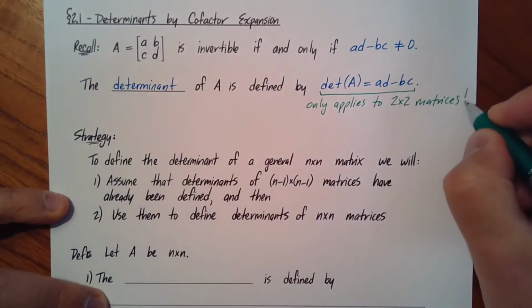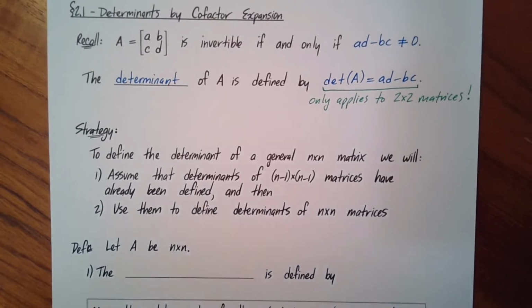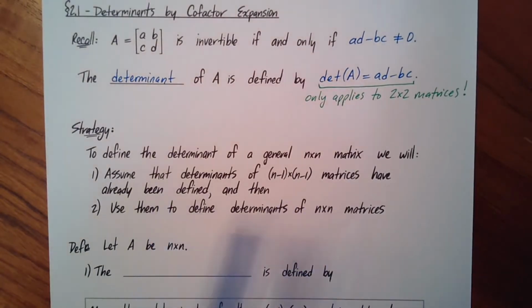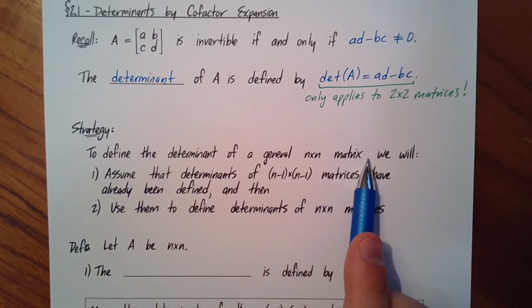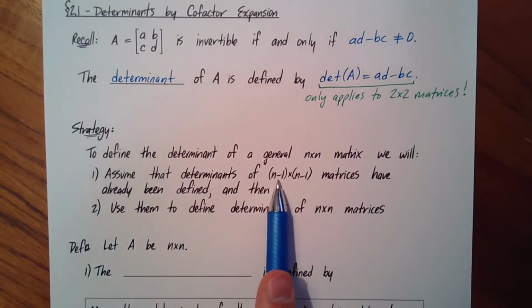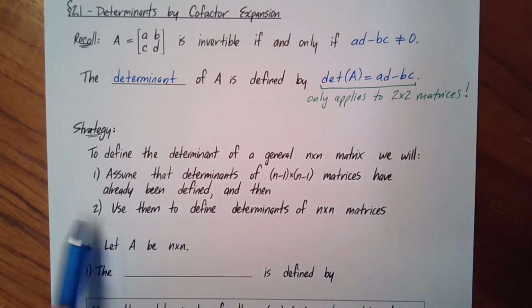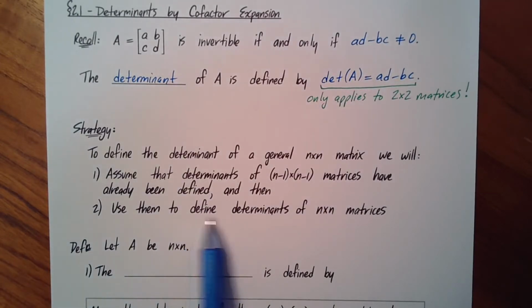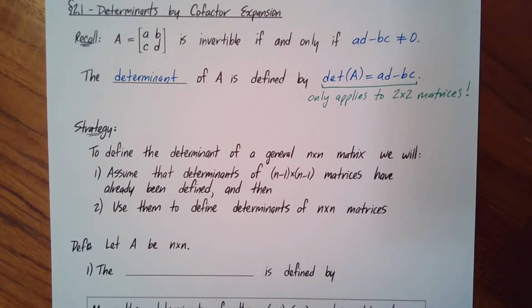So that is why our goal now is to extend this definition to any square matrix. Okay, and this strategy below outlines how we're going to do it. So, well, first, okay, let me back up. What do we want to do? We want to define the determinant of a general n by n matrix. Okay, and what we're going to do is we're going to start by making the assumption that determinants of the slightly smaller n minus 1 by n minus 1 matrices have already been defined. And then we're going to show how we can use that assumption to introduce a definition for determinants of n by n matrices. Okay, and if we can successfully do that, it's called a recursive definition.